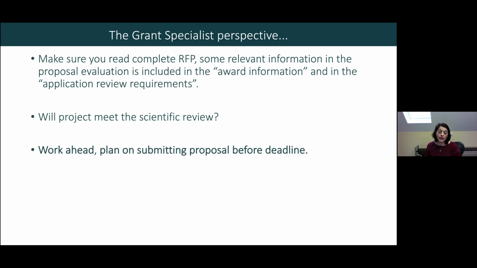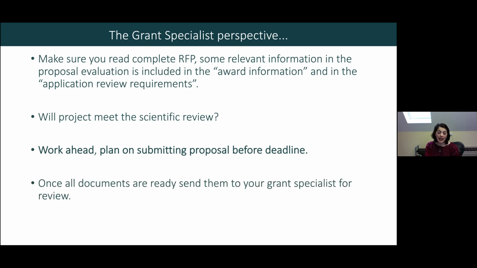Even when reading the guidelines, make sure that you follow the formatting on your narrative and on your extra documents, and also follow the guidelines on, this seems odd, the page number. If they are limiting your narrative to 10 pages, do not go over, because they won't read. They don't even read the extra pages. And once you have them all ready, send them to your grant specialist for further review.